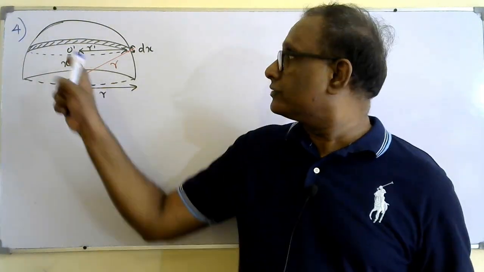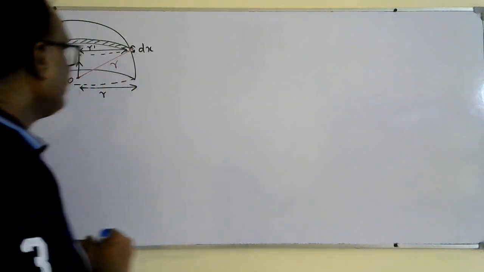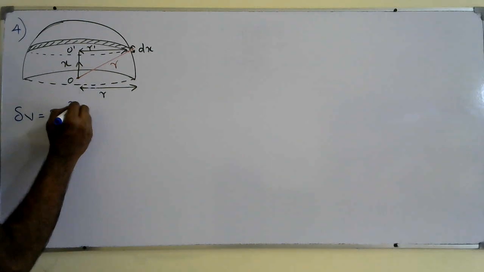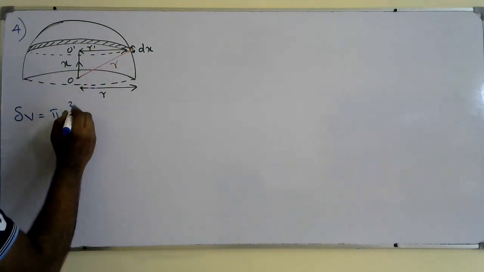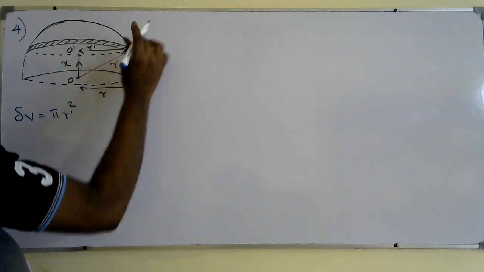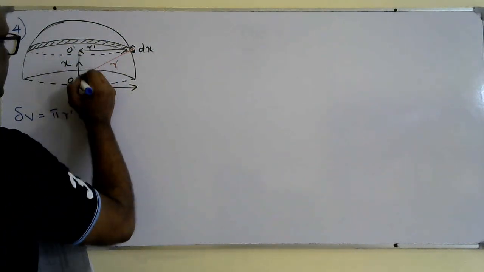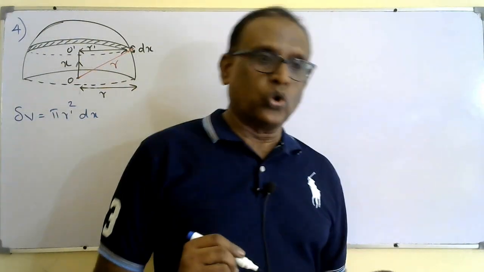The volume of the disc, delta V, is equal to pi r dash squared into height. The thickness is dx. But what's the relationship between r dash and the distance of the disc from O?